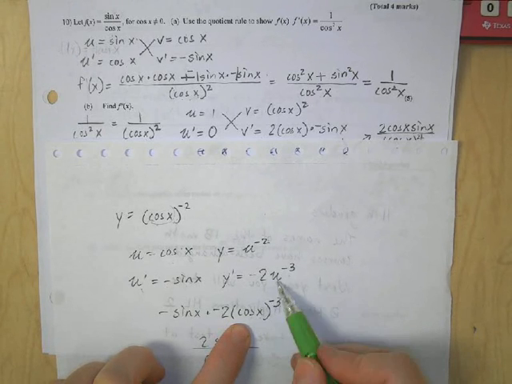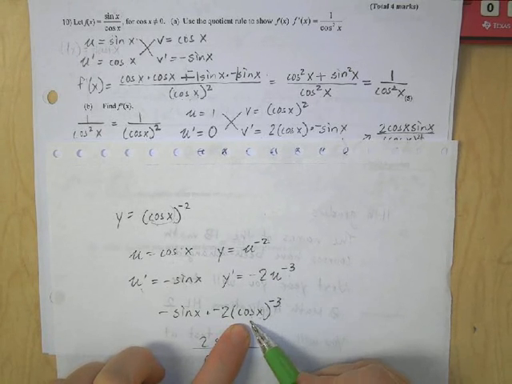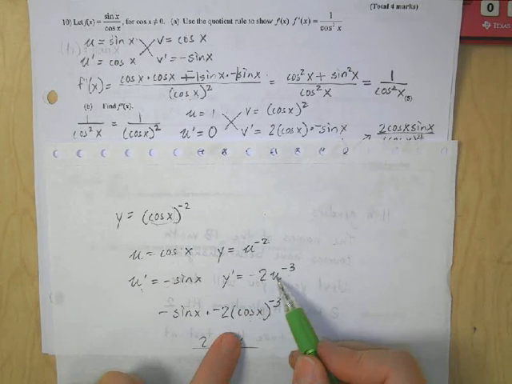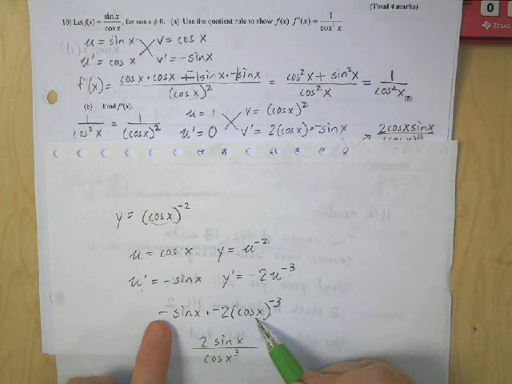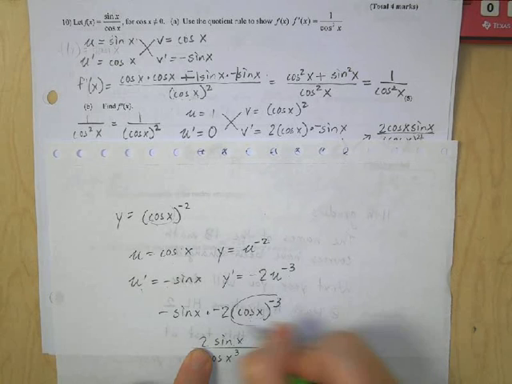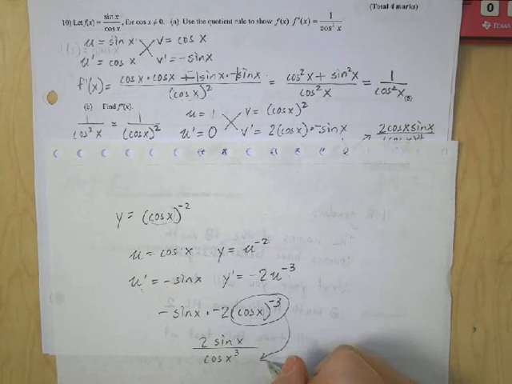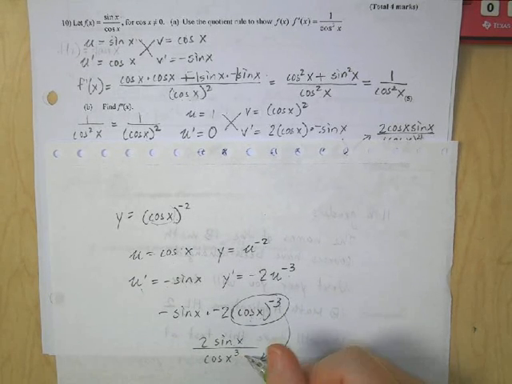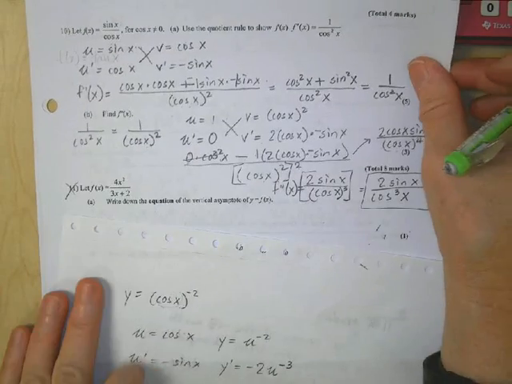I substituted in my u. Okay, so I did this times that, but I went ahead and did the substitution. And then a negative times a negative is a positive, so here's my 2. And then I have sine, and then this part with the negative exponent, I moved it to the denominator. And that gets me the same answer as I got when I did it with the quotient rule.